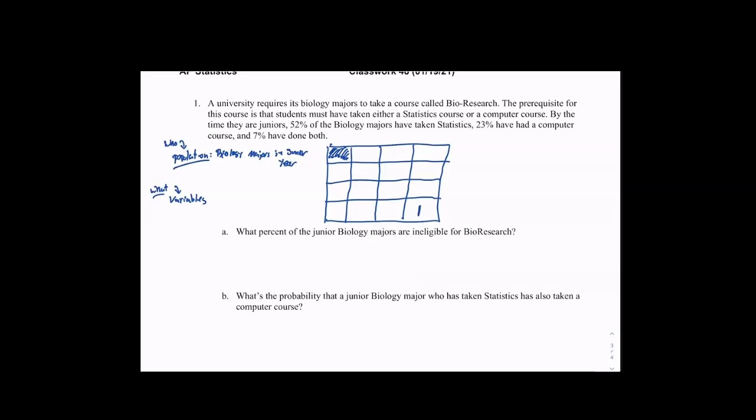So the who is biology majors in their junior year. Remember, just like for almost the first day on the first problems, identifying the who and the what of the problem. So the who, biology majors in their junior year, and what is the what? What are the variables? What do I want to know about these juniors who are biology majors? They're all juniors. They're all biology majors. What are the variables?